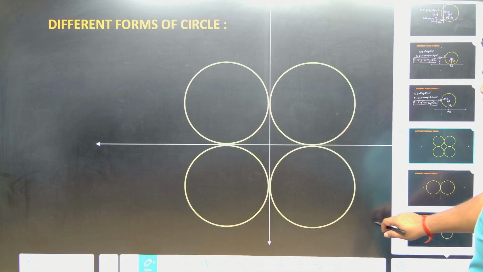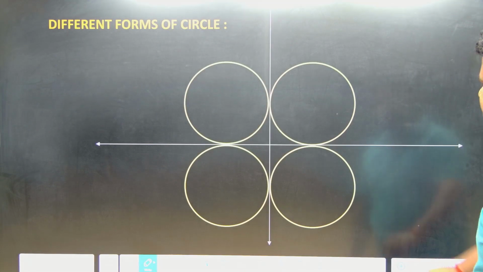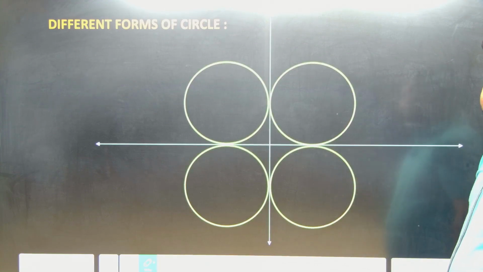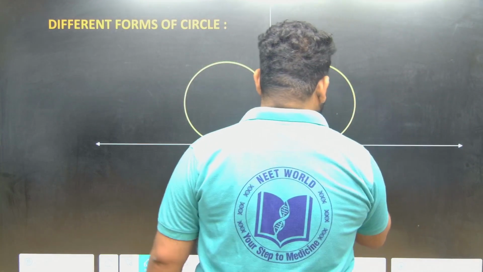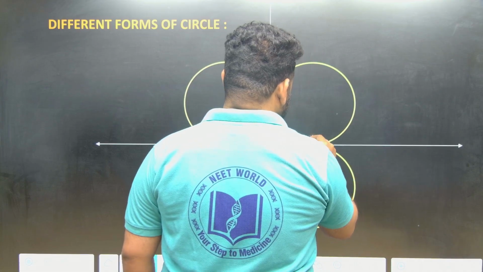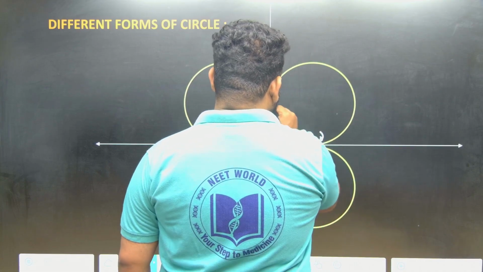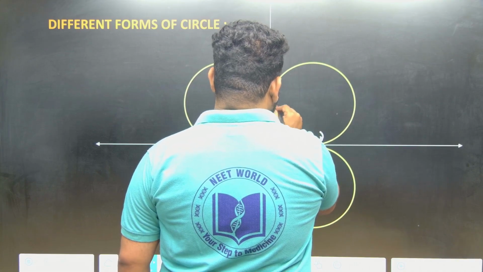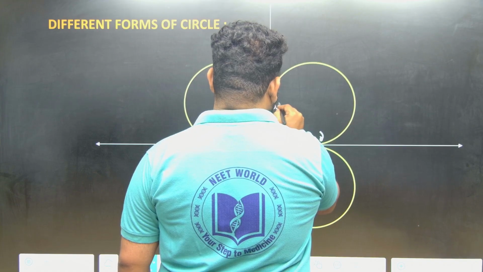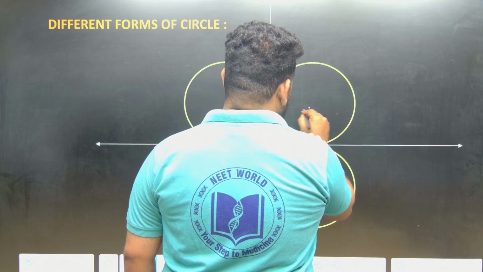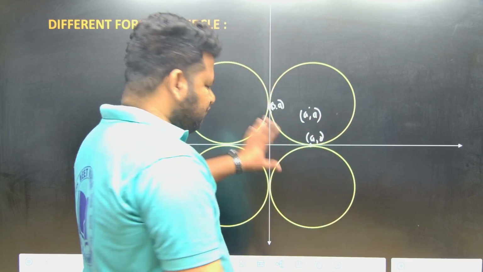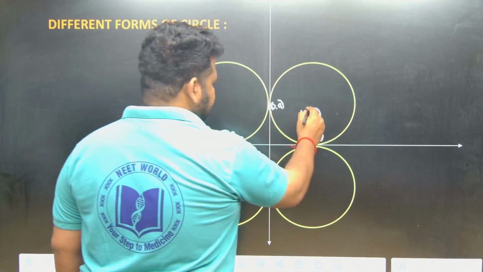Different forms of the circle. If the circle is touching the x axis at the point (a, 0) and touching the y axis at the point (0, a), what will happen to the center? The center will be (a, a), and there will be 4 circles you will be having.